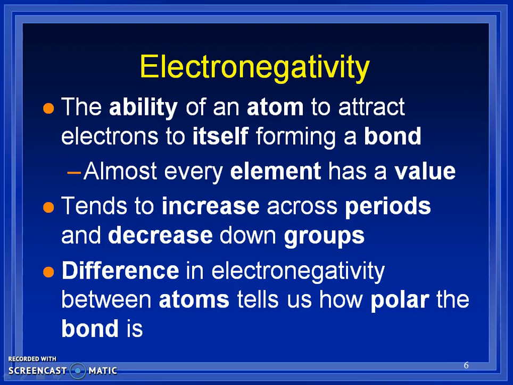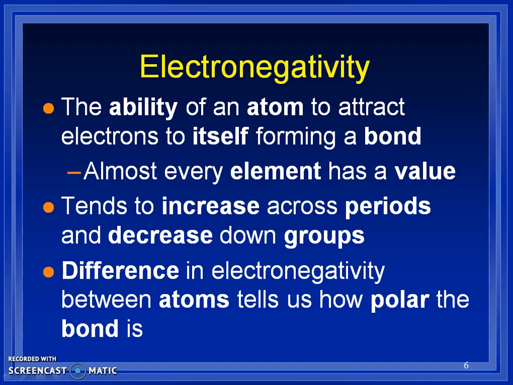Electronegativity, again, is the ability of an atom to attract electrons to itself when we're forming a bond. So it's different than electron affinity. Electron affinity is when atoms just want to gain electrons, but not necessarily in a bond. And we want to remember ionization is the giving away of an electron. But electronegativity is when there's a bond. So we're talking in between two atoms.